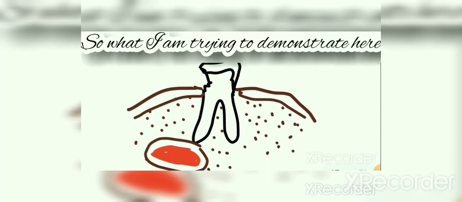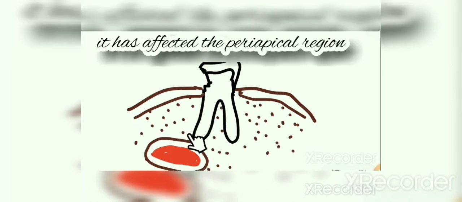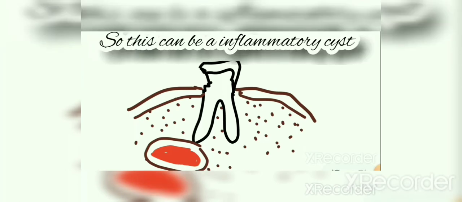So yeah, this is a pictorial representation. What I'm trying to demonstrate here is a tooth with caries, and because of this caries, which is quite deep, it has affected the periapical region, or some sort of stimulation has been initiated in the periapical region, which resulted in this cyst over here. So this can be an inflammatory cyst.